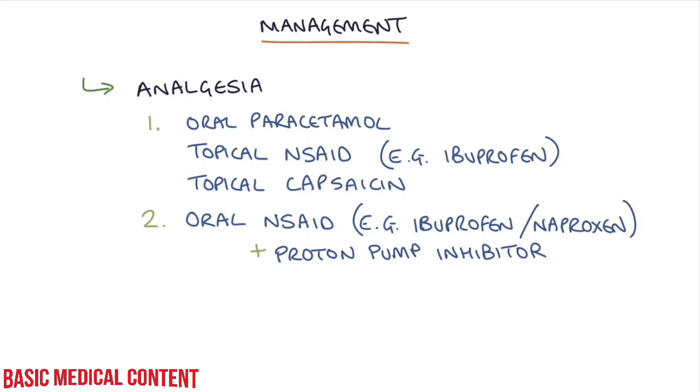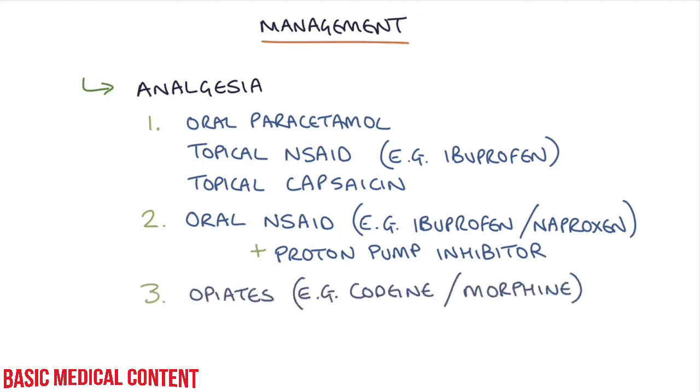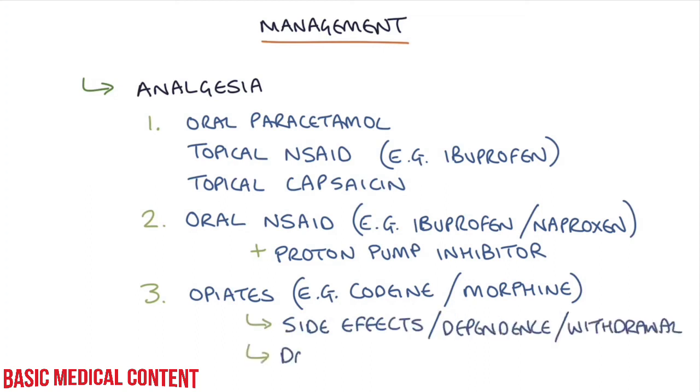It's better to use NSAIDs intermittently rather than continuously because of the risk of affecting the stomach lining, affecting the kidneys, and so on. Third line, you may consider opiate medication like codeine and morphine. However, these should be used very cautiously as they have significant side effects, and patients also develop dependence and withdrawal. They also don't work for chronic pain because they're useful for a couple of weeks and then they stop having an analgesic effect and the patient becomes dependent on them without actually getting any benefit.